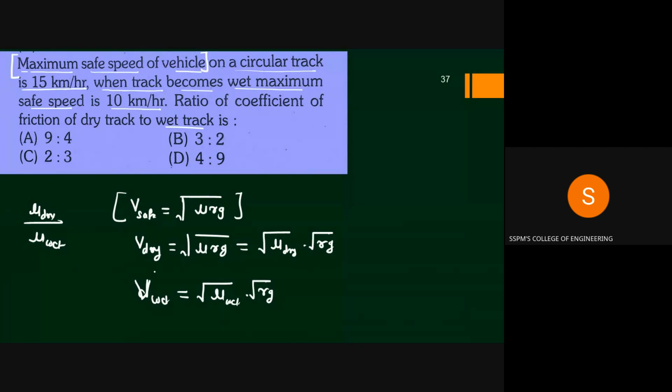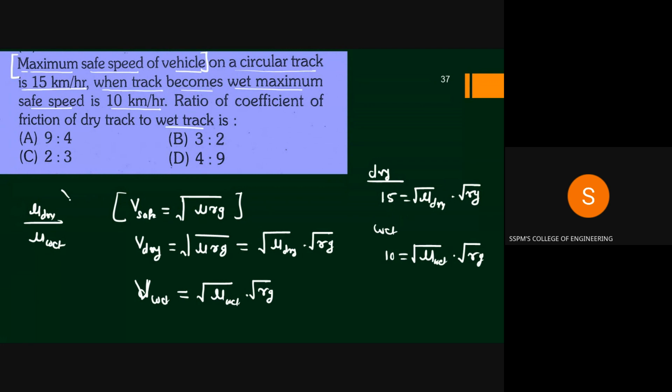Now these velocities are given for the dry and wet track. So for the dry track, the v value is 15. So this is equal to square root mu dry into square root rg. For the wet track, the value is 10. This is equal to square root mu for the wet track into square root rg.